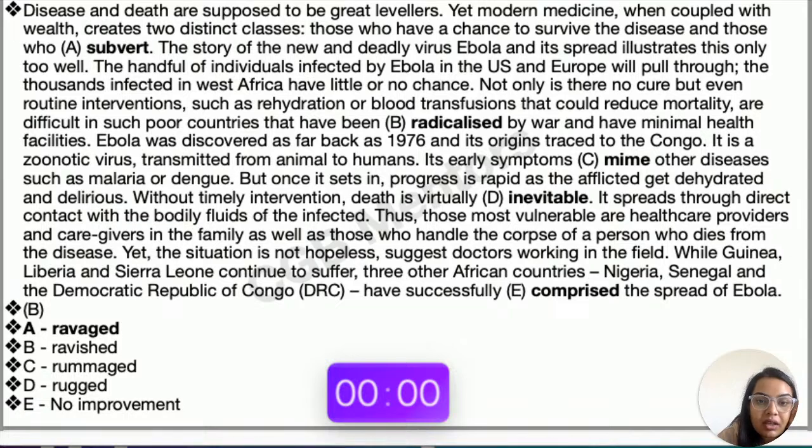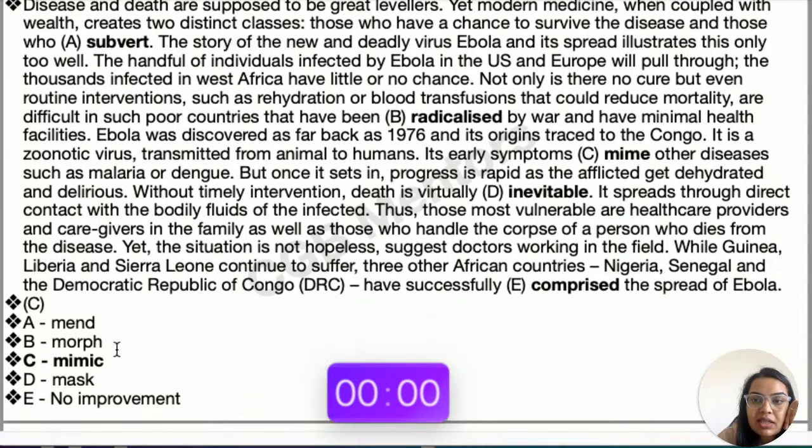Okay, now going to blank C, its early symptoms mime other diseases. Mime नहीं बोलेंगे, mime आपने movies में देखे होंगे, right? They don't speak anything. Okay, वो कुछ बोलते नहीं हैं, but mimes with hand gesture वो ऐसे ऐसे ऐसे करके, this is an art form. Okay, theater form होता है, तो वो यहाँ पे नहीं आएगा. What we are saying कि early symptoms are similar. Okay, दूसरे disease को copy करते हैं, तो copy करने को हम यहाँ पर mimic बोलेंगे.